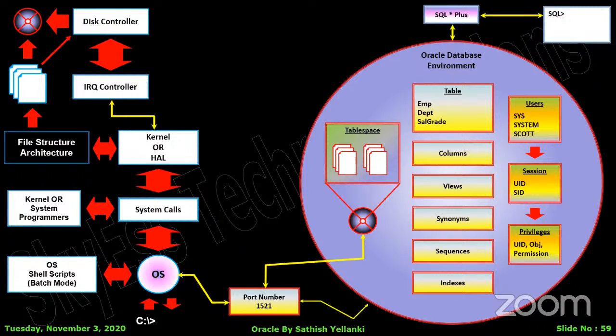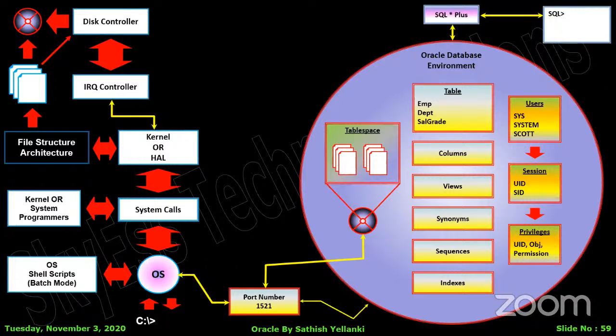Logically, our data is where? In the tablespace. So in the entire Oracle database, what is that object you should highly protect and highly secure, and make sure it is not disturbed or damaged at any point of time?